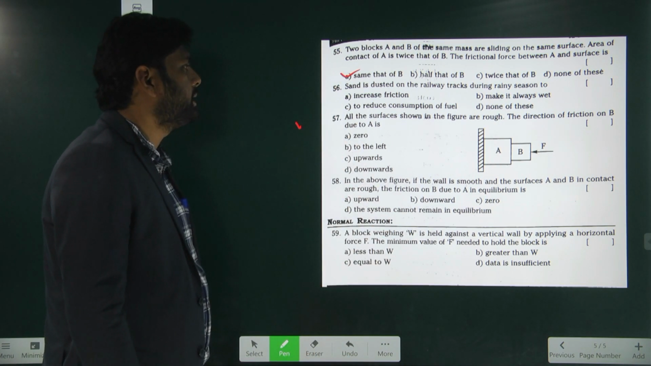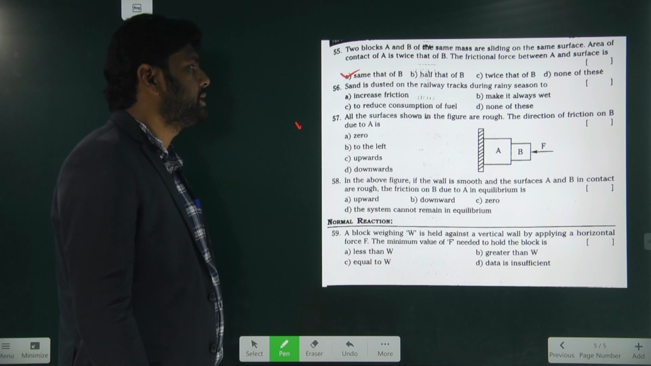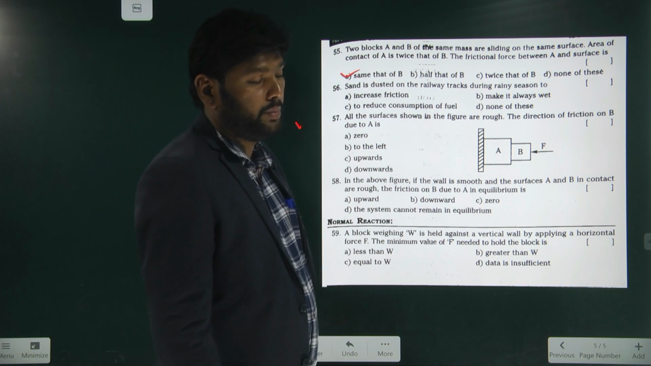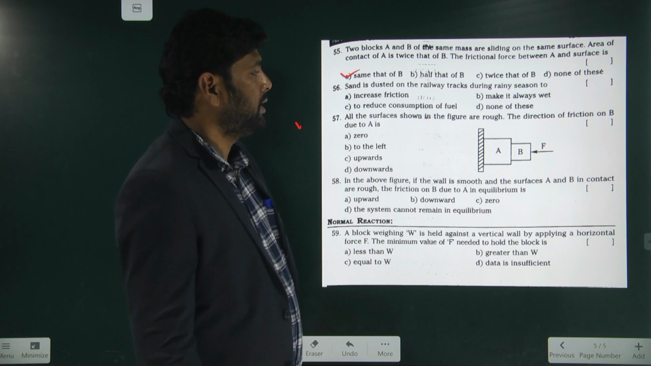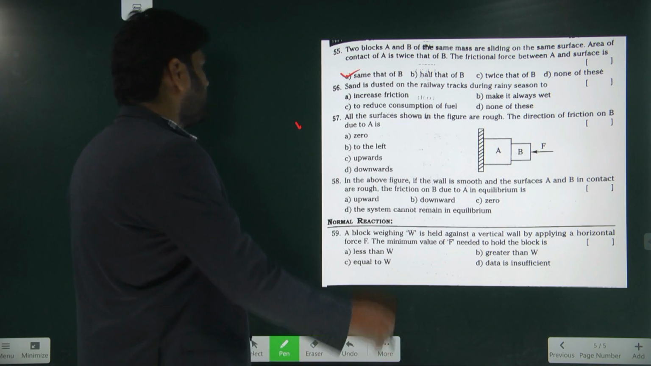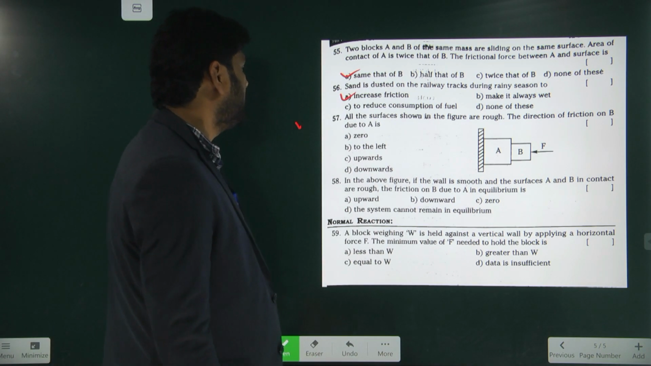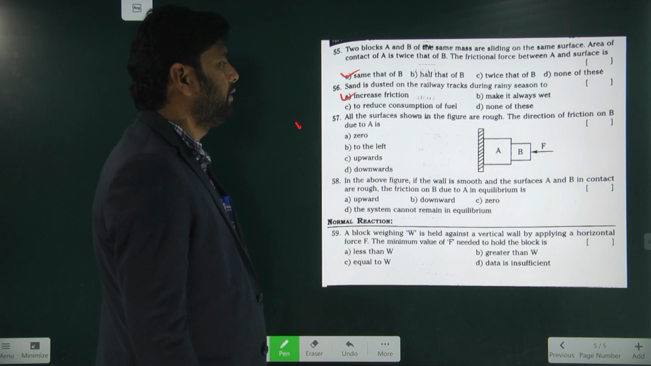Next, sand is dusted on the railway tracks during rainy season. What is the reason here? Increase the friction, make it always wet, reduce the consumption of fluid, none of these. So what is the answer here? To increase the friction.